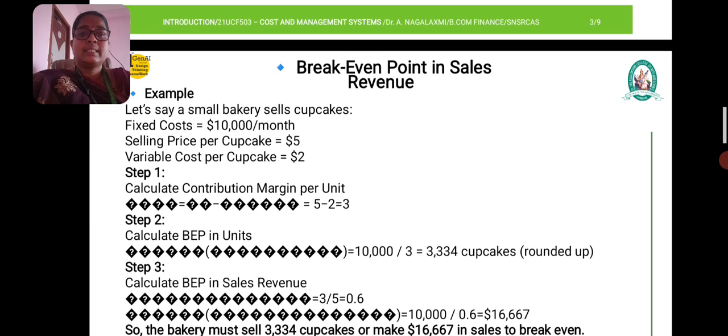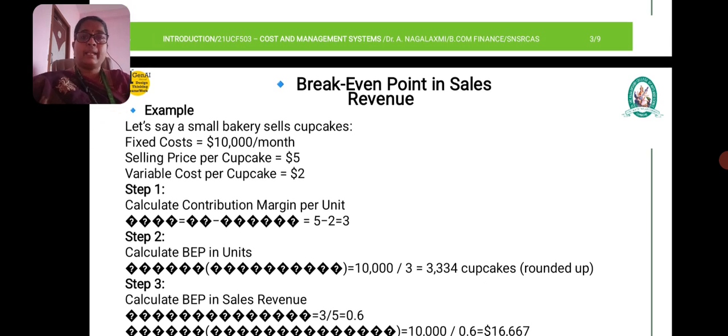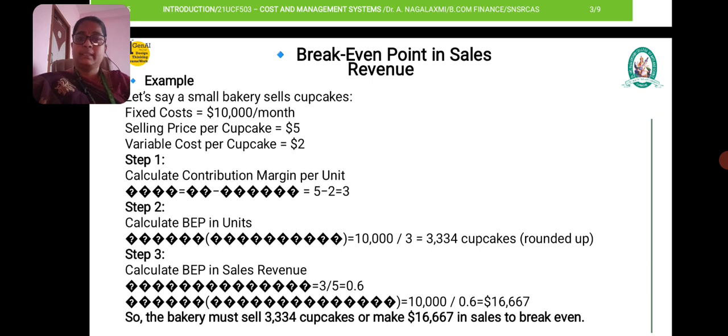Now we are going to see an example. Let's say a small bakery sells cupcakes. Fixed cost incurred is $10,000 per month. Selling price per cup is $5. Variable cost per cup is $2. Now, the first step is to calculate contribution margin per unit. What is the formula? The formula is selling price per unit minus variable cost per unit. That is 5 minus 2. 3 rupees is the contribution margin per unit.